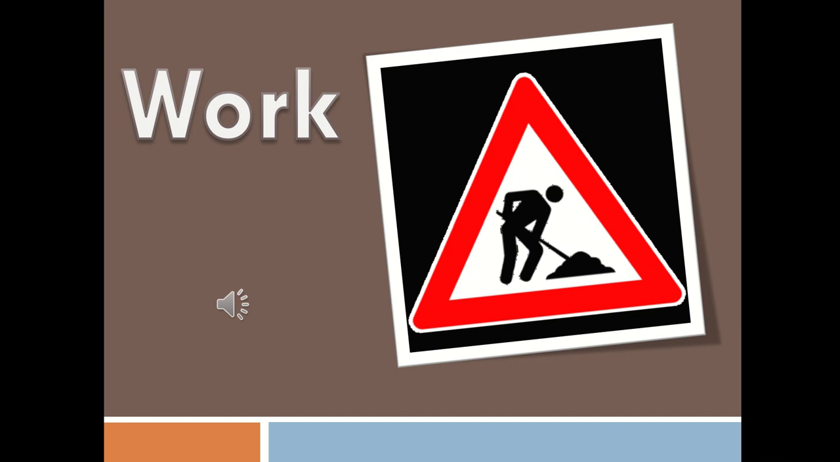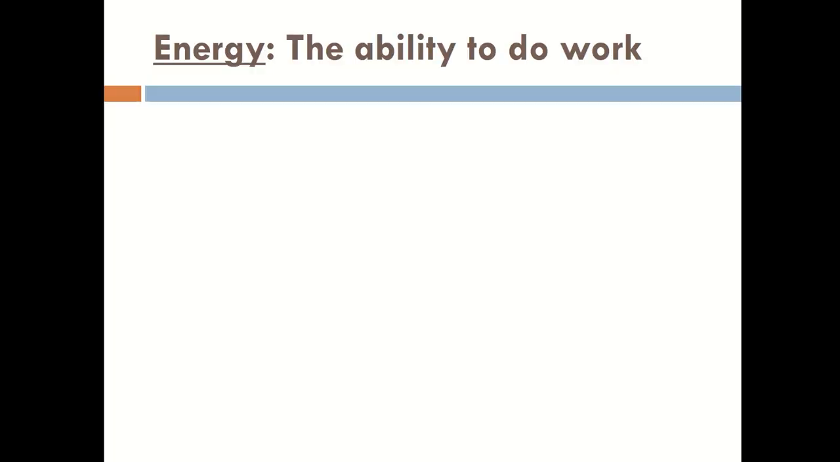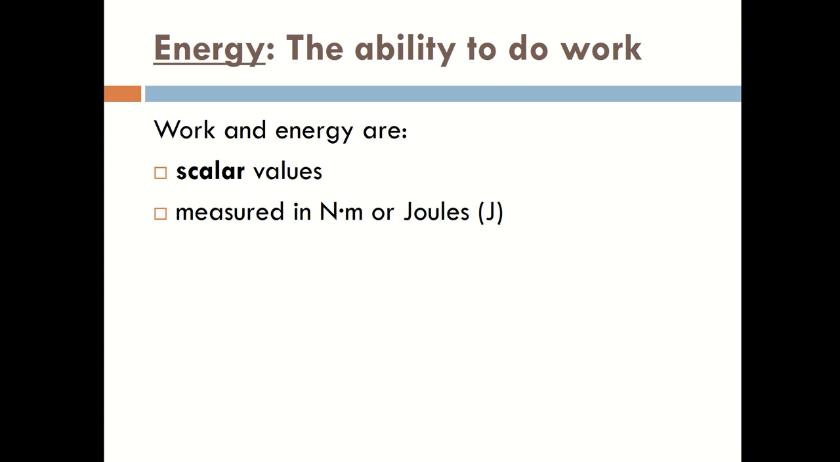So this is going to be the first video of the new unit on work, energy, and power. Hopefully you remember some of this stuff from grade 10 where you learned about work and energy. Let's take a look at energy. Energy is the ability to do work. So basically, work and energy can be used interchangeably. Both of these are scalar values and they use the same units of newtons times meter, or Newton meter, or joules. So again, these are derived units. You can use either joules, capital J, or Newton meter.